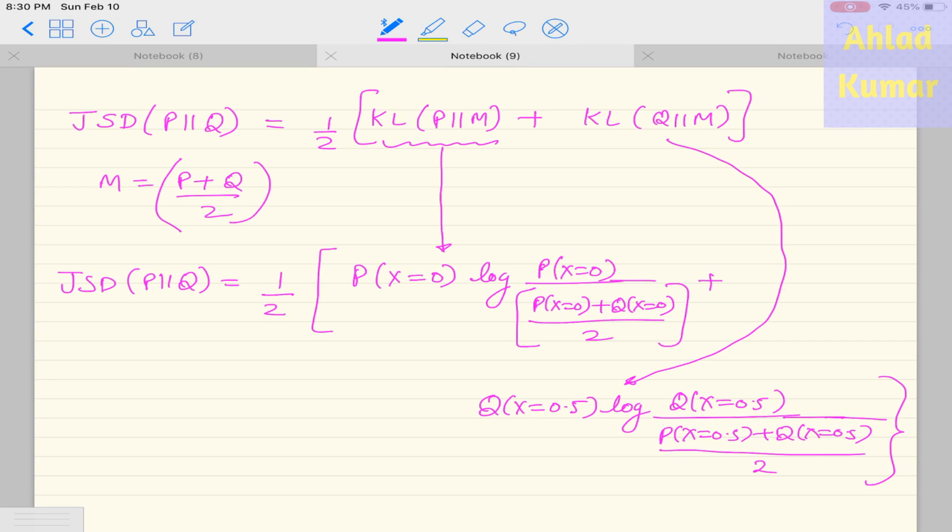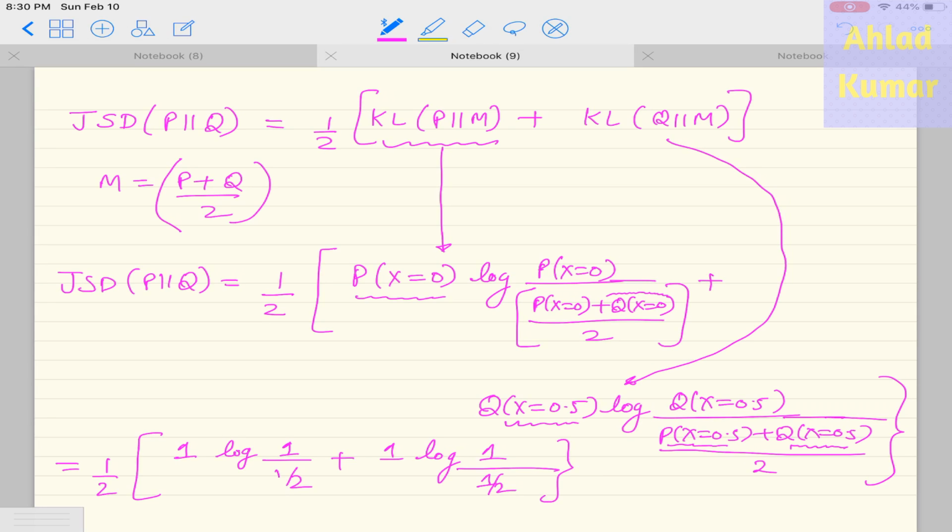So once you substitute these values, what will you get? You will get half, this is 1 log 1 divided by, at this point this is 0, so it will be 1 by 2, plus Q at x is equal to 0.5 is again 1 log 1 divided by P at x is equal to 0.5 is 0, but Q at x is equal to 0.5 is 1, so it's half. So this is basically log 2. Instead of getting a value of infinity in case of KL divergence, you are getting a log 2 value in case of Jensen-Shannon divergence. This is a very important result.